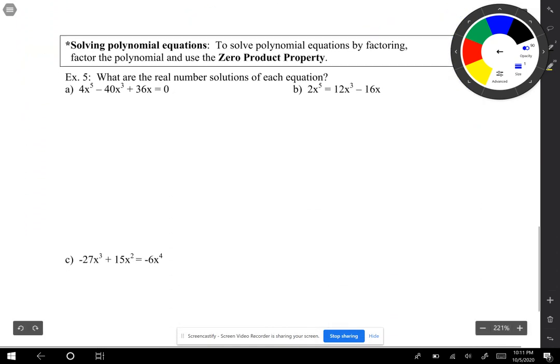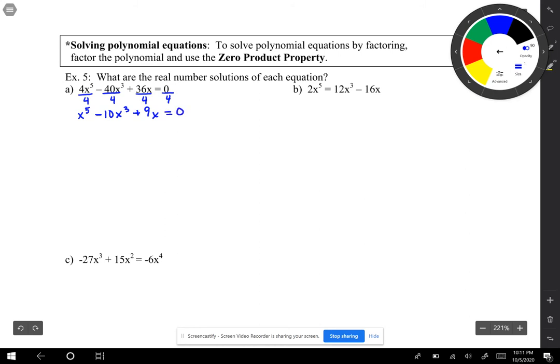Right. What about solving? Solving is factoring first and then using ZPP. So stuff that you've already done before. So now let's go ahead and factor and then solve. A, B, and C are equations. So whenever you see an equal sign, you can divide by things. So you can divide everything by 4 because it's the largest number you can divide by. You don't have to worry about factoring it out because it's an equation. So that's x to the 5th minus 10x to the 3rd plus 9x equals 0.